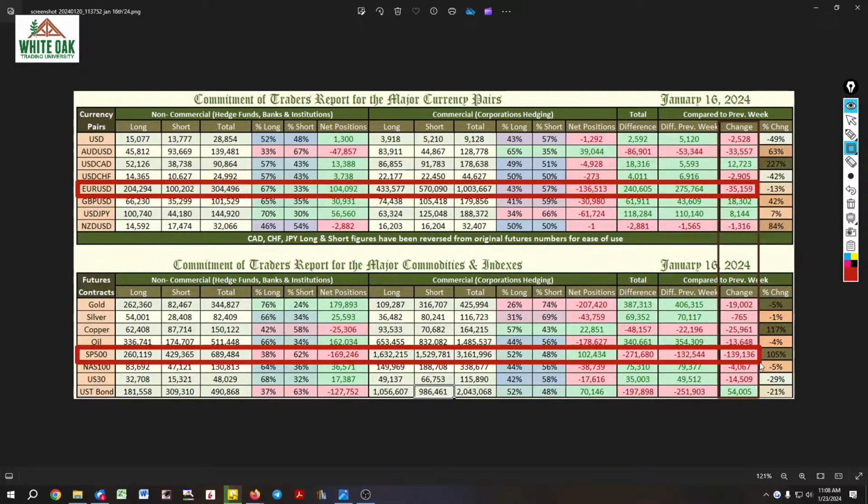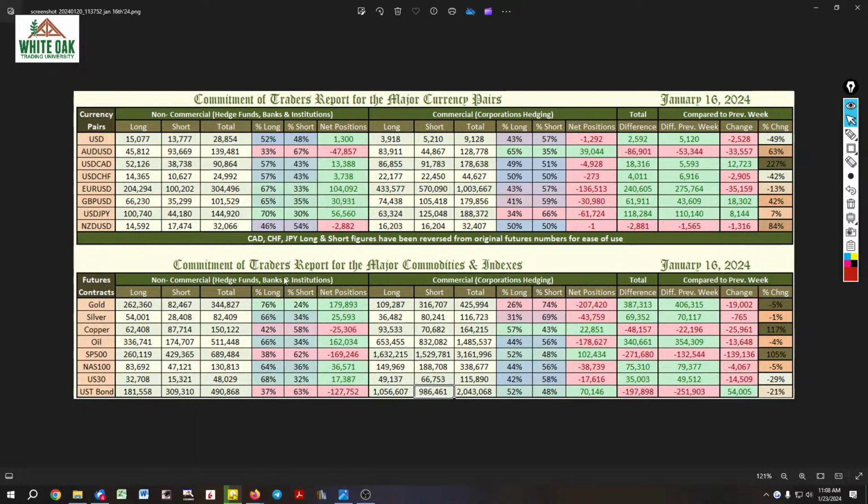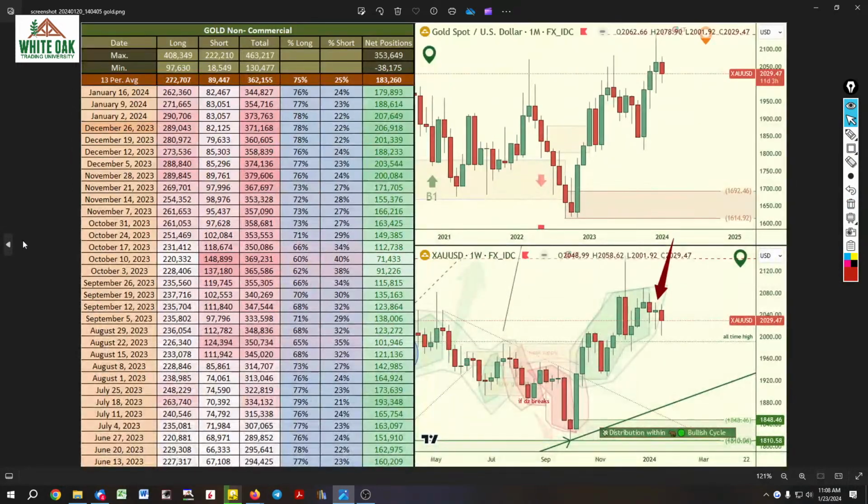But going back to this, when I look at the S&P 500, I see a massive 139,000 in the negative. That's a lot of bearish pressure, okay? A lot of bearish pressure. So with that in mind, let's go forward and start looking at gold and oil and the currency pairs, okay? And then later on, we'll go to the S&P 500 and I'll show you what's happening on the charts.